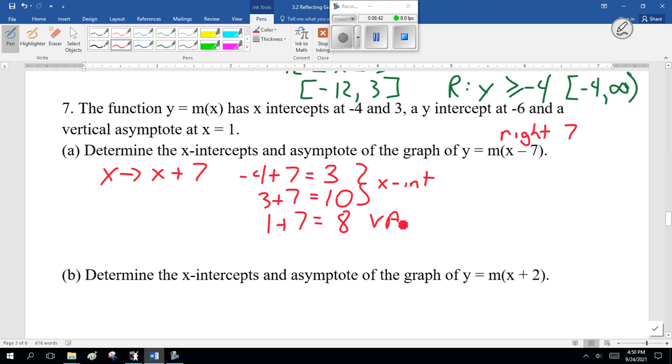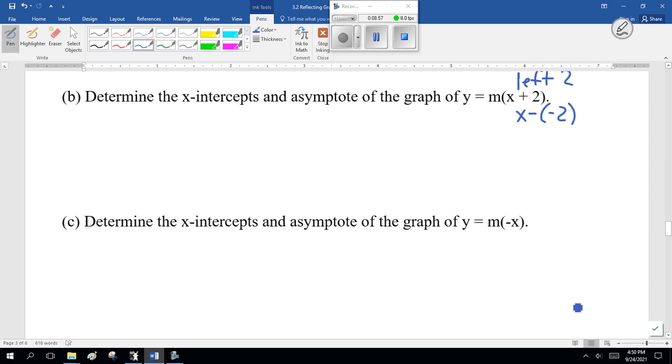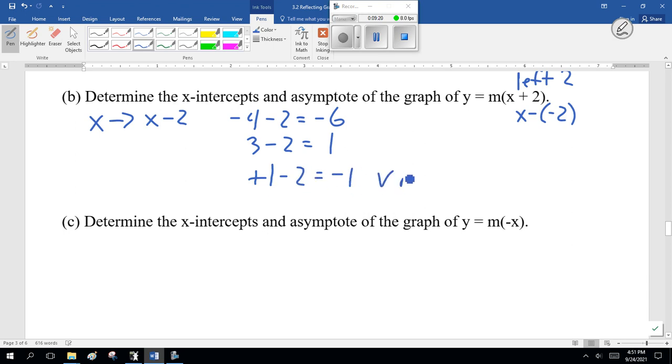Now, determine the x-intercepts and asymptote of the graph y equals m of x plus 2. This is left 2, remember, it's x minus 2. Yes, I'm repeating that again, even though I talked about it yesterday. Anyway, so x goes to x minus 2. So my x-intercepts were -4, -2 becomes -6. 3 minus 2 is equal to 1. And my asymptote was +1, minus 2 becomes -1, so that's the vertical asymptote.